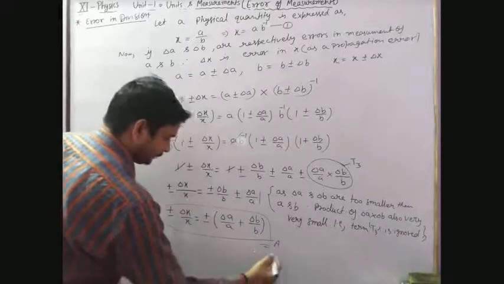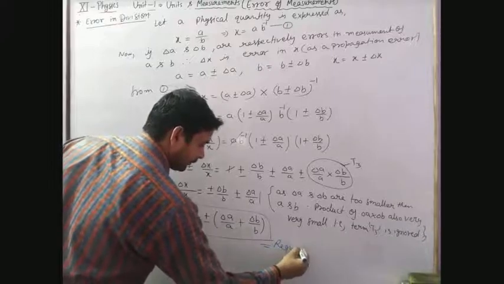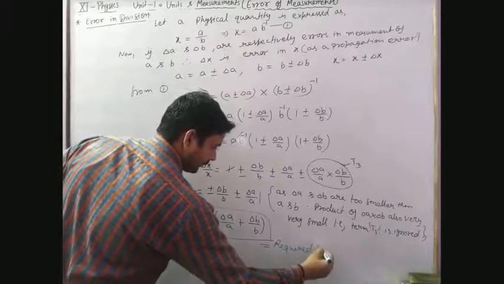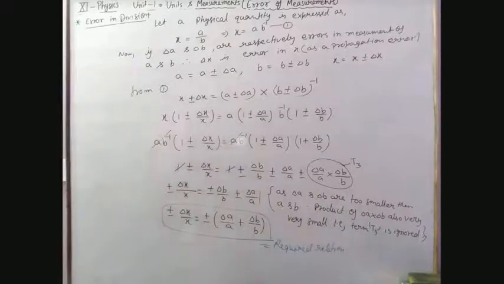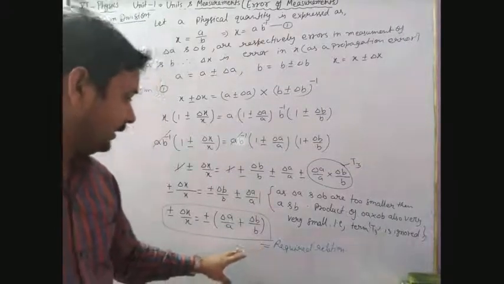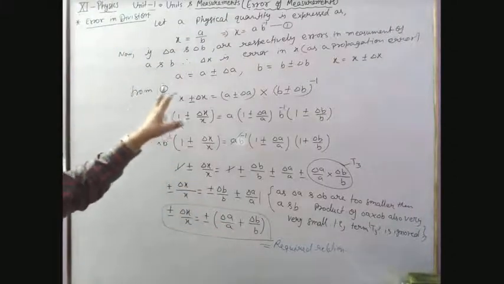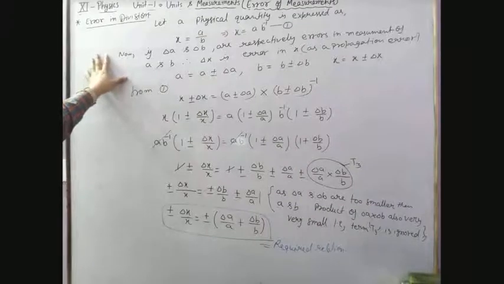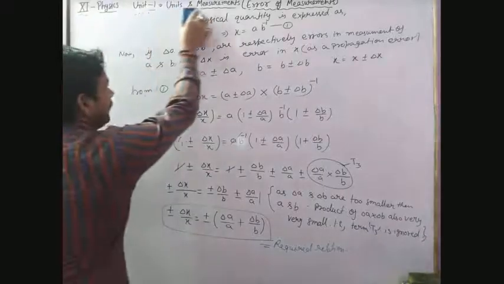This is the required relation. Okay, this is the error in division. Basically students, the error in division and the error in multiplication is the same. Similarly, the error in addition and the error in subtraction is the same. Now last we have error in power.